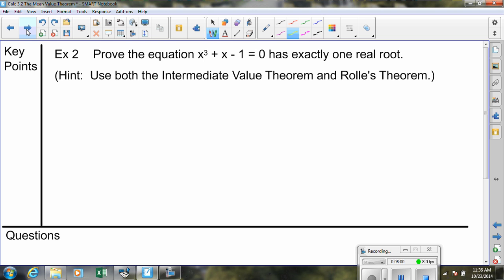Well, if we're going to prove it has exactly one real root, it would make sense that we should say it has one at all. That's where we're going to use the intermediate value theorem. Do you remember what the intermediate value theorem tells us we need?